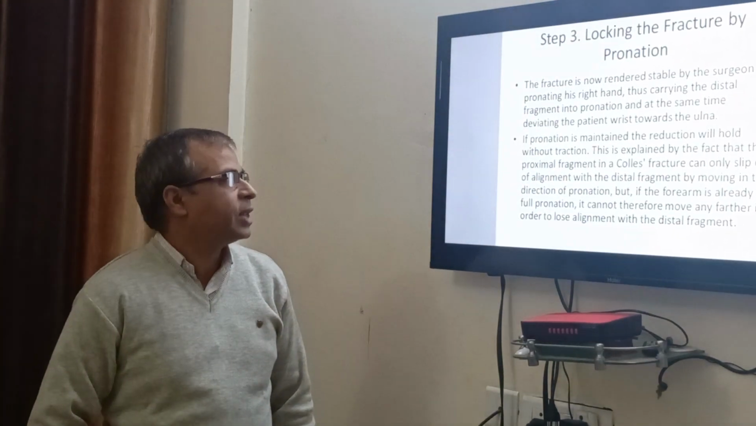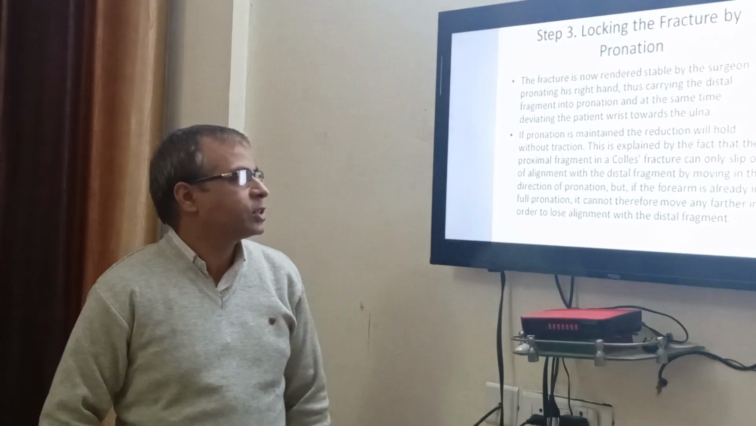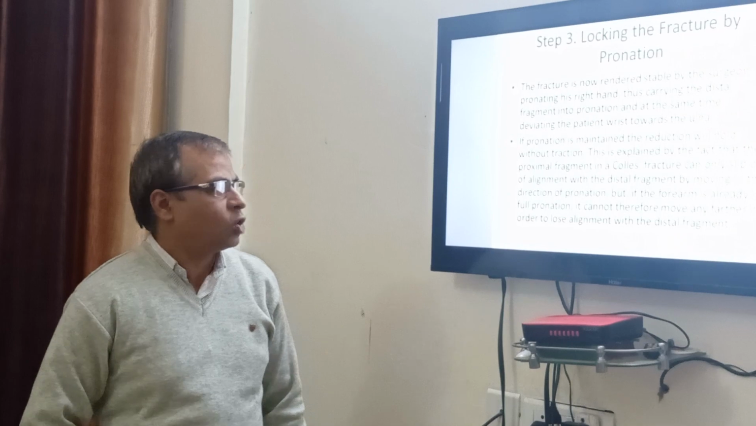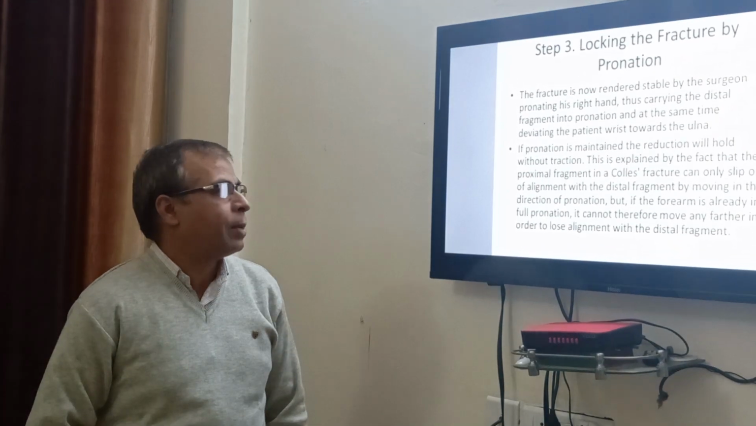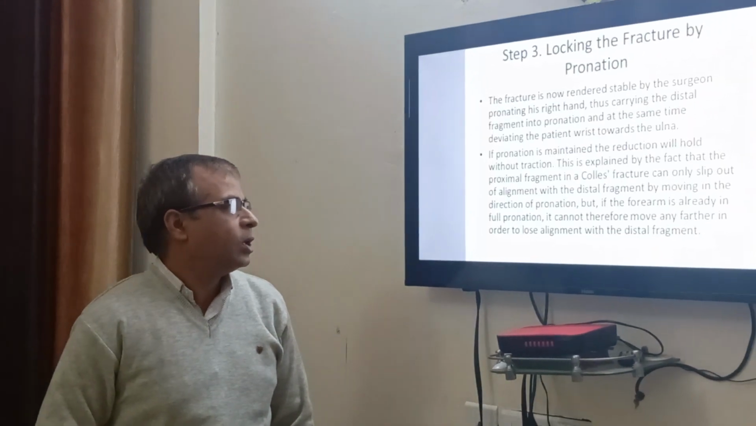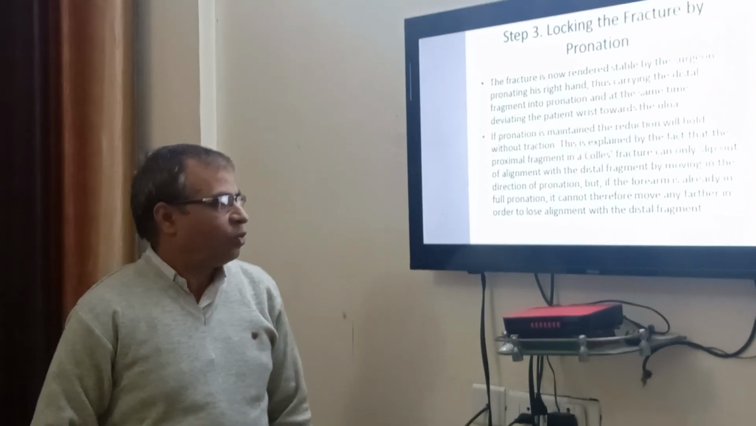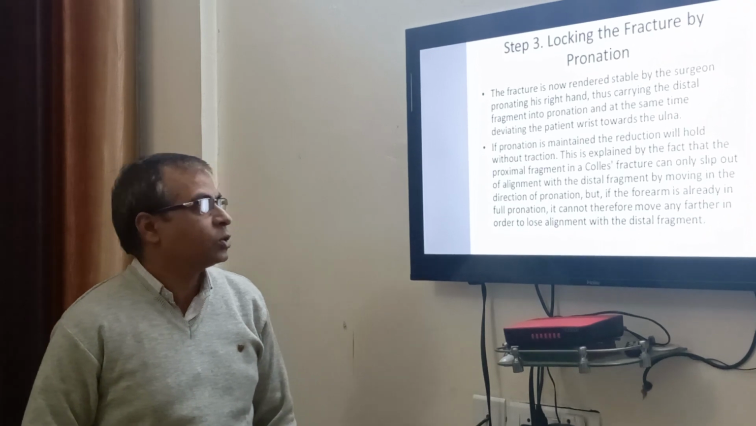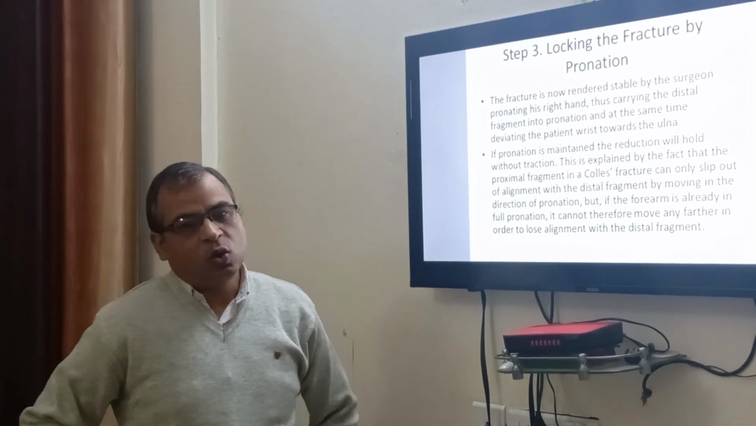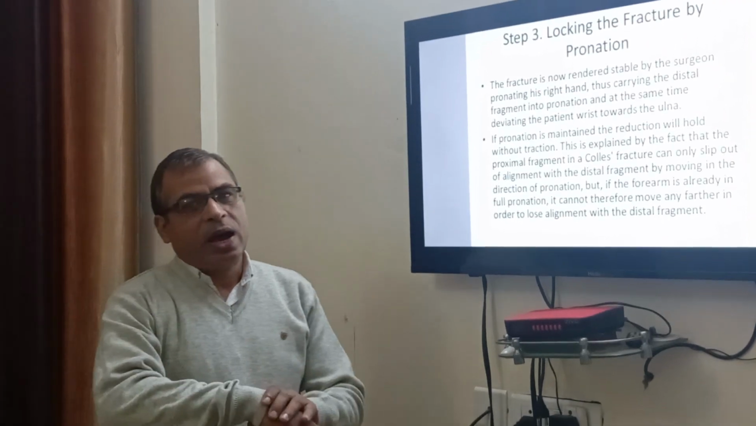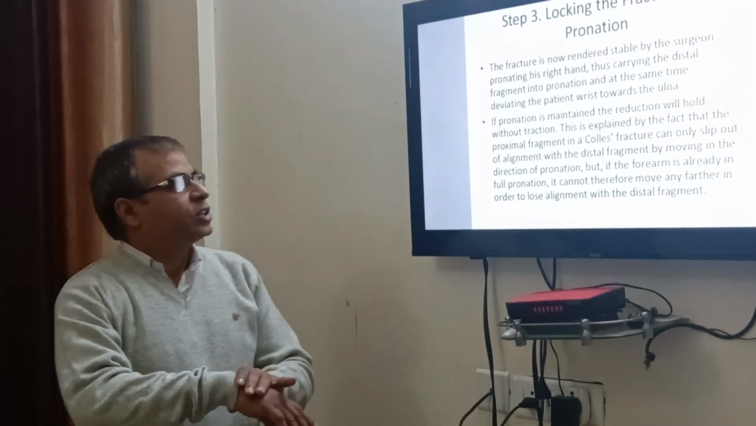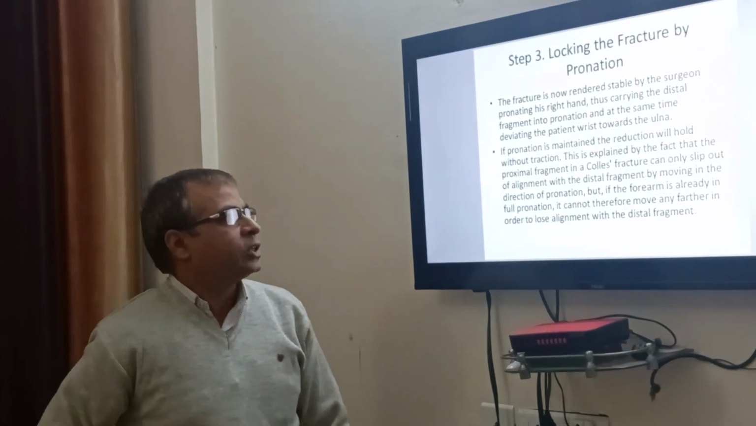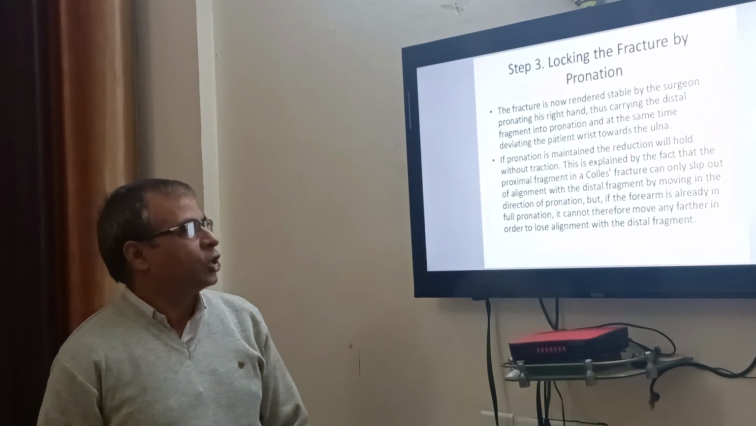This is explained by the fact that the proximal fragment in the Colles fracture can only slip out of alignment with the distal fragment by moving in the direction of pronation. But if the forearm is already in full pronation, it cannot move any further in order to lose alignment with the distal fragments. So after reduction, we lock the fracture by pronation of the forearm, ulnar deviation and slight flexion of the wrist.